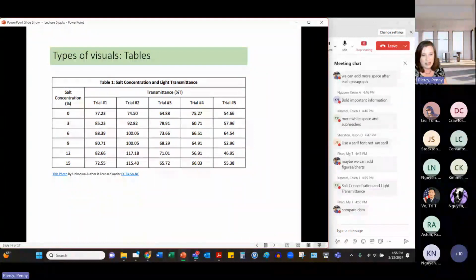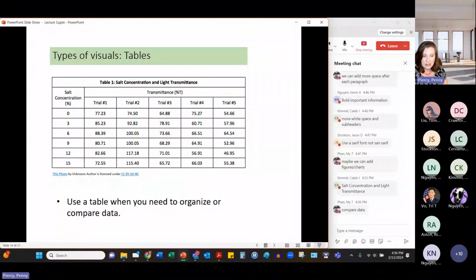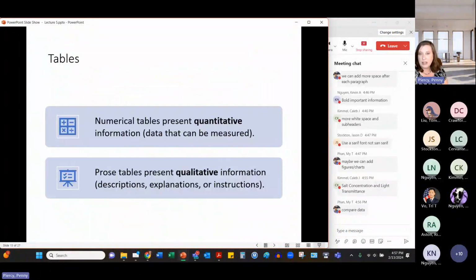So we do often see tables used in particular when we're trying to convey numerical data, right? Because if we were to throw this into a paragraph, it would be a not very readable paragraph, I think we could imagine. So as a rule, if you want to organize or compare data, this is a good choice, but you don't just use tables for numbers. You definitely can use tables to present qualitative information as well.